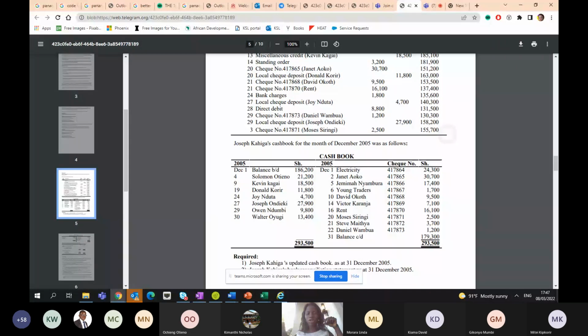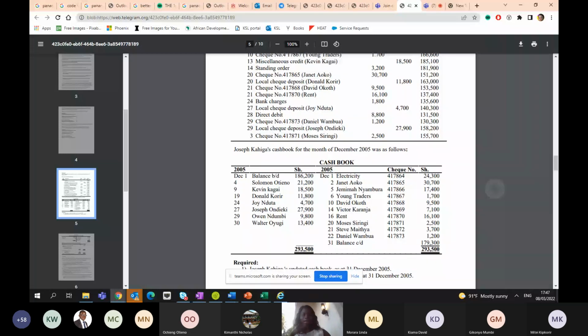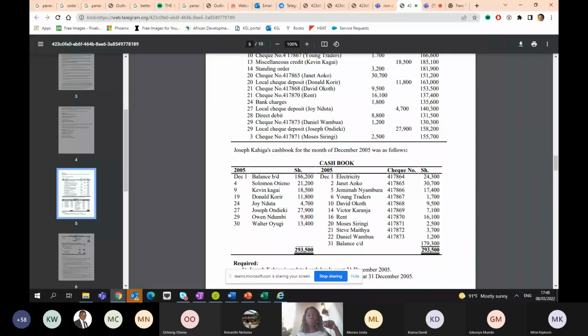Then we look at miscellaneous credit by Kevin, which is also going out. Now, if I check here, Kevin Kagai, miscellaneous credit. Basically, a miscellaneous credit is 18.5. It's already here, so we don't need to do anything about it. Then we move to the standing order. Standing order, most of the time, is one of those that you're likely to correct in your cash book. Most of the time it won't be there.